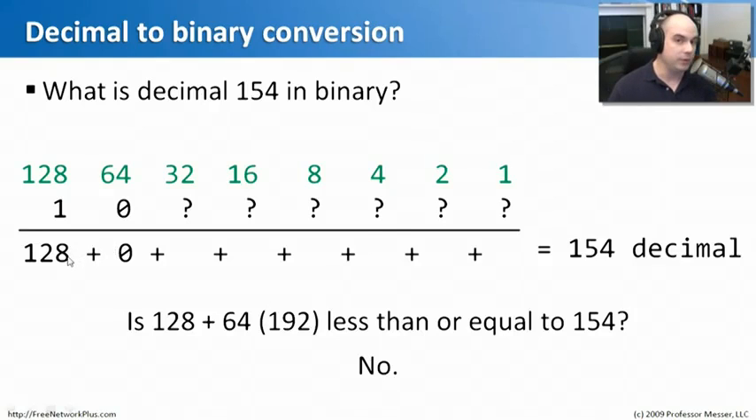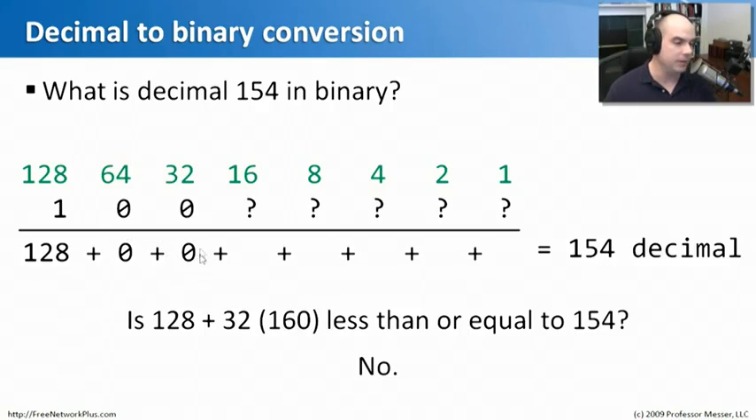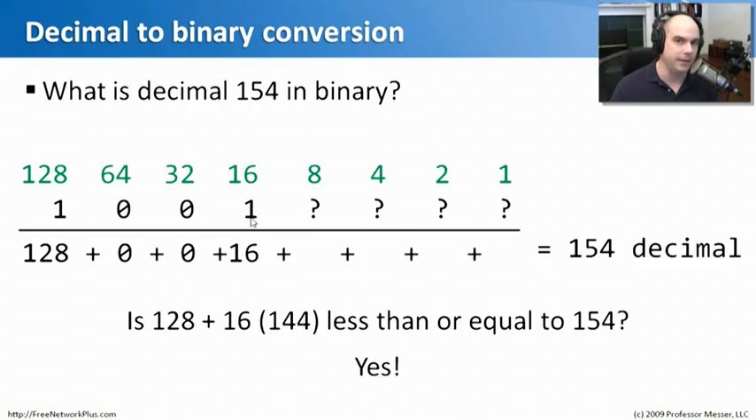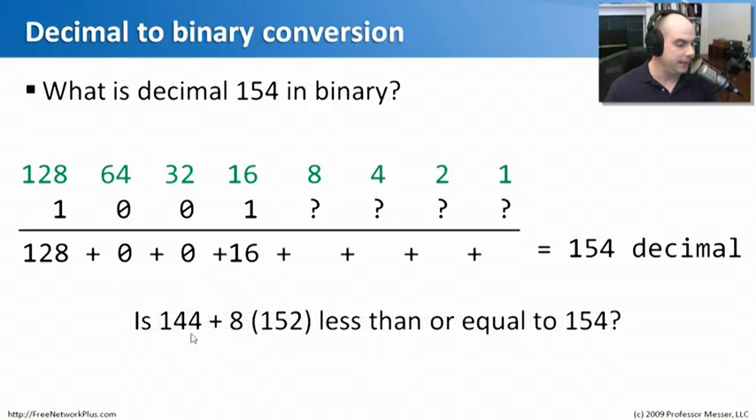Now we still have 128 in our list of numbers here added up, 128 plus 0. If we add a 32 to that, 128 plus 32 is 160. Well, that's not less than or equal to 154, so another 0 goes in its place. Next one over, 128 plus 0 plus 0 plus 16 is 144, and 144 is less than or equal to 154. Aha, we'll put a 1 right there in that place, and we filled in another spot. Now we've got 128 plus 0 plus 0 plus 16, that is 144. If we add 8 to this, that's our next one over, that equals 152, and that is less than or equal to 154. We put a 1, so you can start to see the process. We just do this over and over and over again.